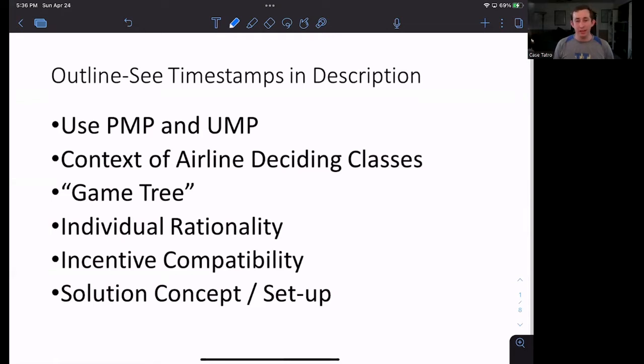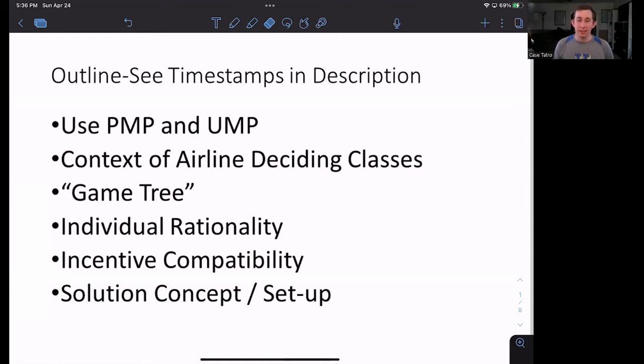Today, the way we're going to do that is we're going to talk about it in the context of an airline. An airline is going to be selling two types of tickets to two different types of customers, and they are trying to elicit from the customer what type of flyer they are. In addition to that, we are going to do a game tree. It won't be a formal game tree. It'll be more informal just to get a sense of what's happening.